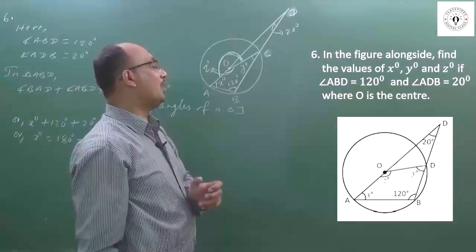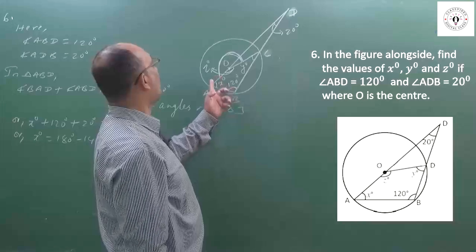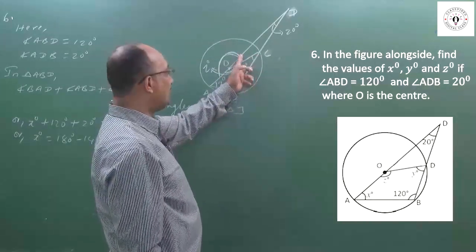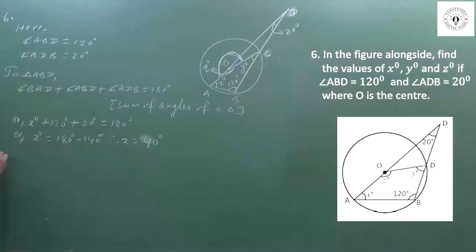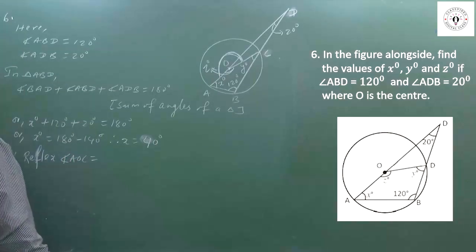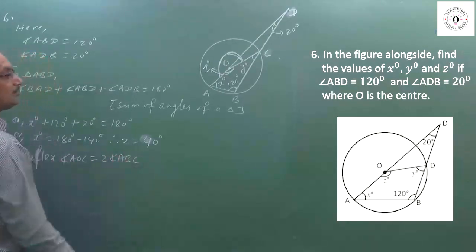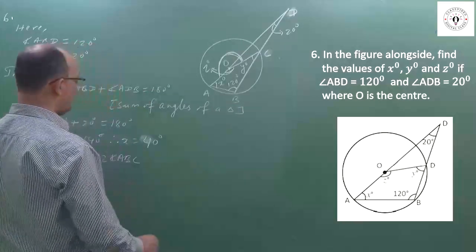Question is, how have we come to know that this is more than 180 degrees? Because this is a straight line. So from here to here it becomes 180 degrees, and this much is more. So reflex angle AOC equals 2 times angle ABC. Reflex angle AOC is 2 times angle ABC.